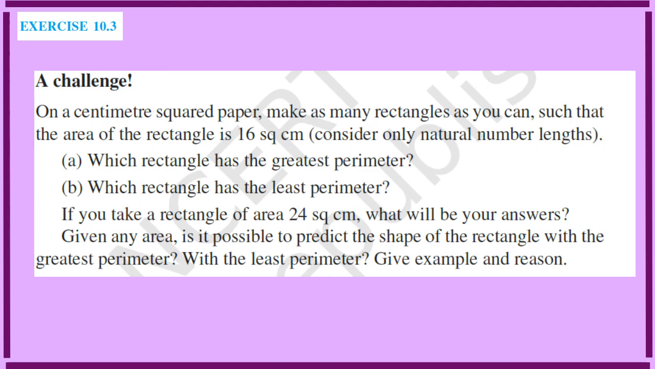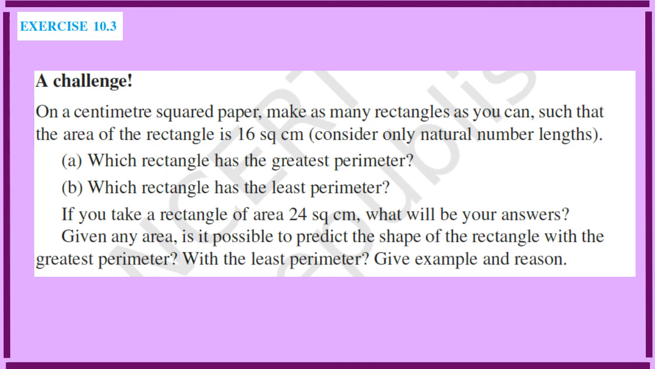On a centimeter squared paper, make as many rectangles as you can such that the area of the rectangle is 16 square centimeter. Consider only natural number length. Which rectangle has the greatest perimeter? Which rectangle has the least perimeter? If you take a rectangle of area 24 square centimeter, what will be your answer? Given any area, is it possible to predict the shape of the rectangle with the greatest perimeter, with the least perimeter? Give example and reason.